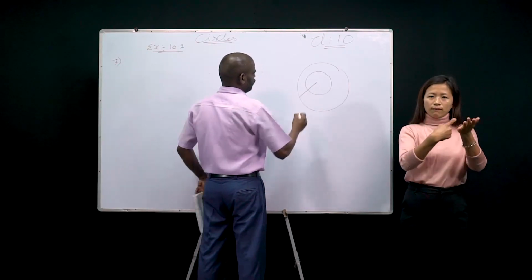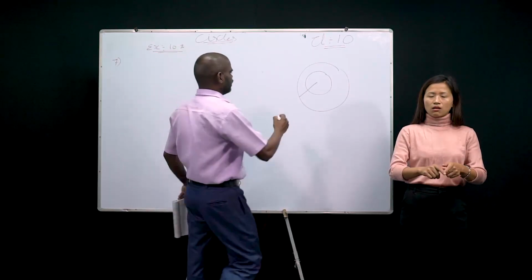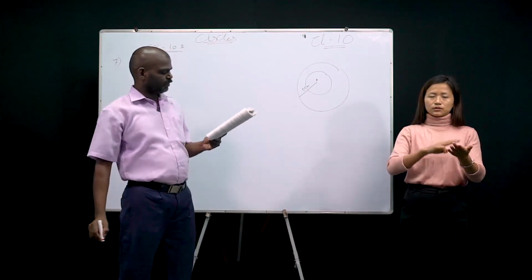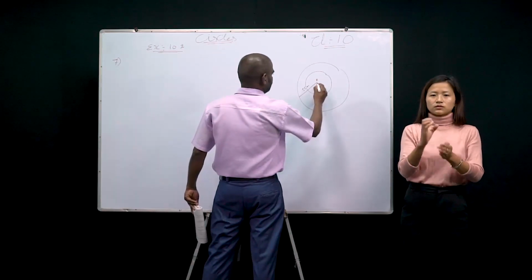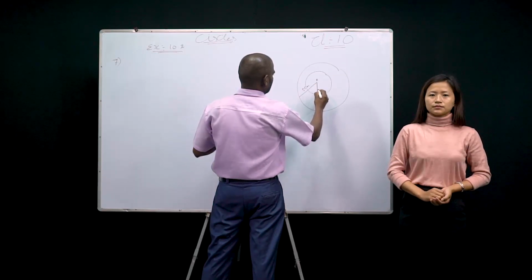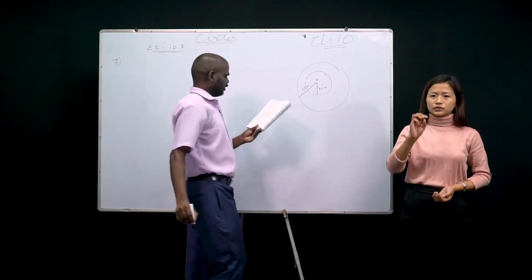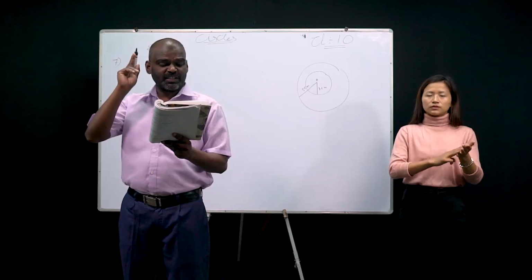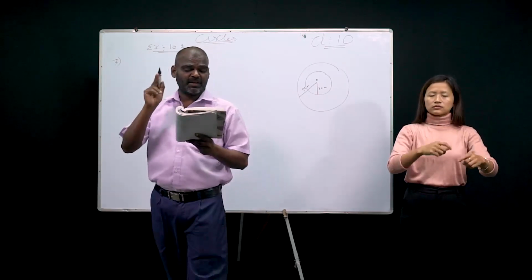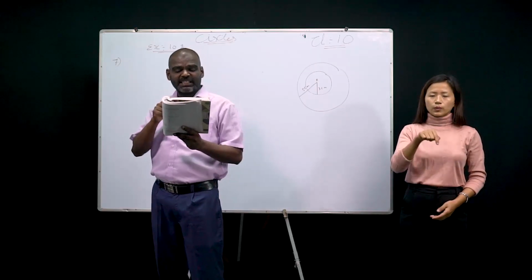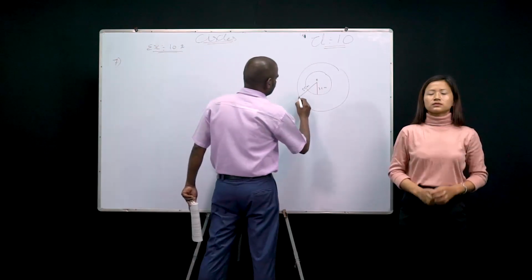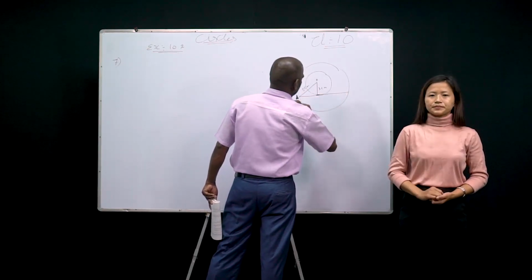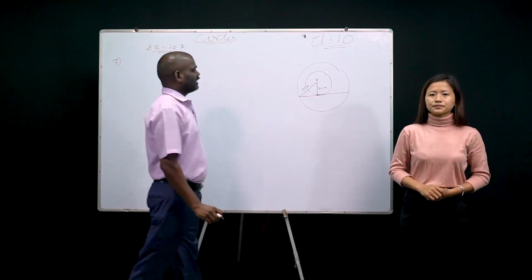What is the radius of the largest circle? 5 cm. Center O. Then the smaller circle radius, how much? 3 cm. Right? The condition is given. Find the length of the chord of the largest circle. Chord, you already learned, right? The length of the chord of the largest circle which touches the smaller circle.